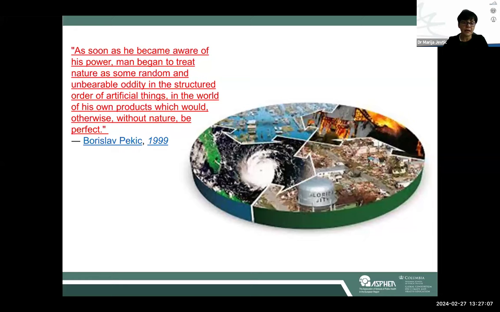I put on the slide a quote from our very famous writer and philosopher, which describes our behavior toward nature and environment, which we should change as humans, because health is not a privilege only for us. It is important to achieve health of the environment and the planet as a whole. Thank you.